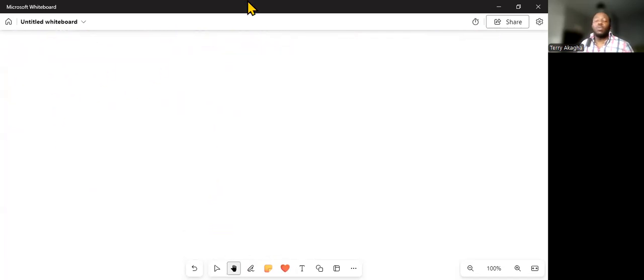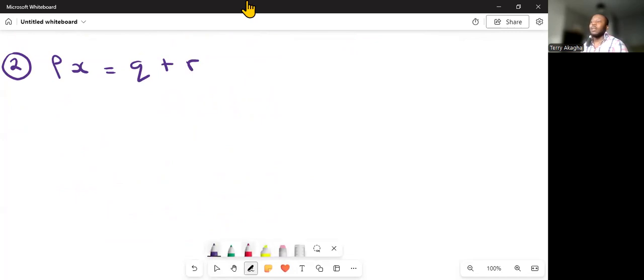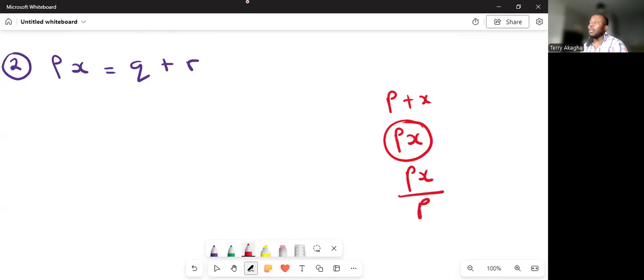All right, so let's go to number 2. So number 2, in this case, we have Px is equal to Q plus R, okay? Px is equal to Q plus R. Now, if you look at this, unlike the previous one where we had P plus X that we had to subtract, now the P and X are multiplied together, okay? So how do you get rid of this P? You have to divide, because when you have PX divided by P, the X will become free and the P is going to cancel out. So what do you do now?